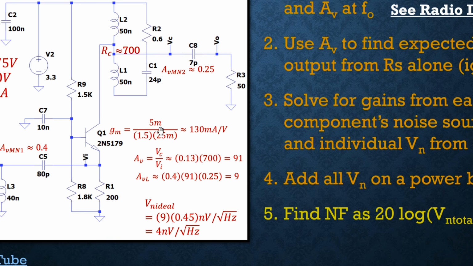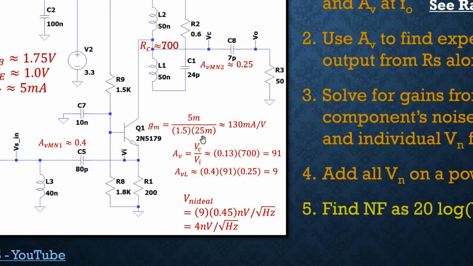We just solved for it. It was 5 milliamps. And then VT is what? kT over q, and that works out to be 25 millivolts or thereabouts. So you crunch this, and you end up with 130 milliamps per volt for gm.